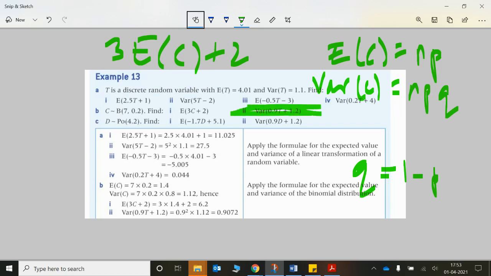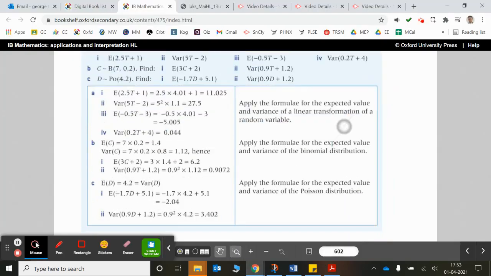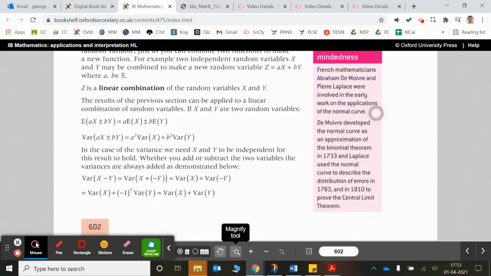So, for example, the variance of 0.9t plus 1.2 is, this doesn't count, take the 0.9 to the front, square it, and then work out what MPQ is. Okay, right, and there was MPQ. Okay, so there we go. So that's transform variables. And now let's look at the results for linear combinations of random variables.